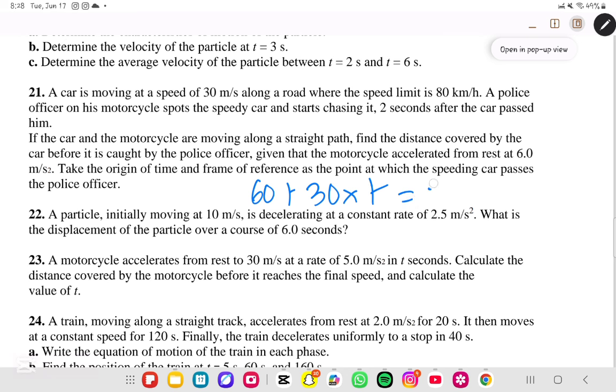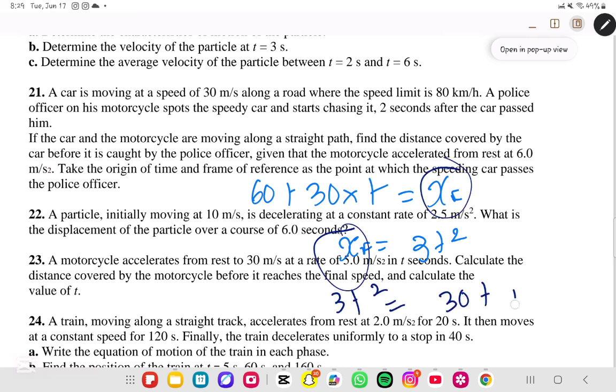This is equal to x final. And for the motorcycle, it was 3t squared. So very simply, you can substitute this in this. So 3t squared is equal to 30t plus 60. Move these to the other side. 3t squared minus 30t minus 60 is equal to 0.